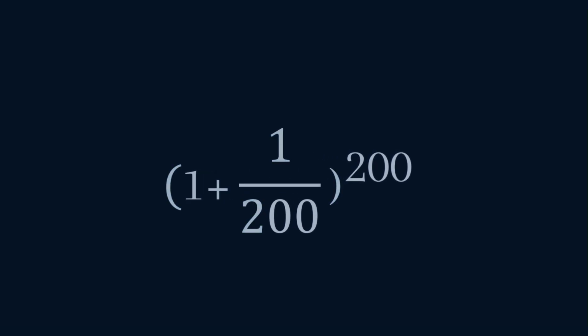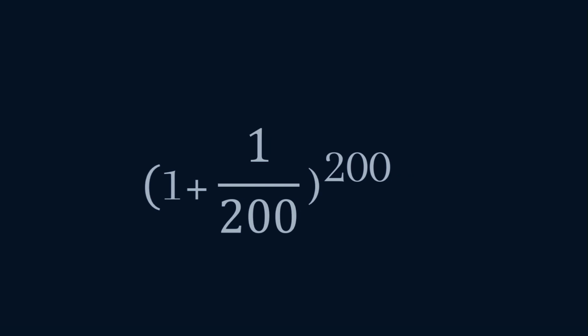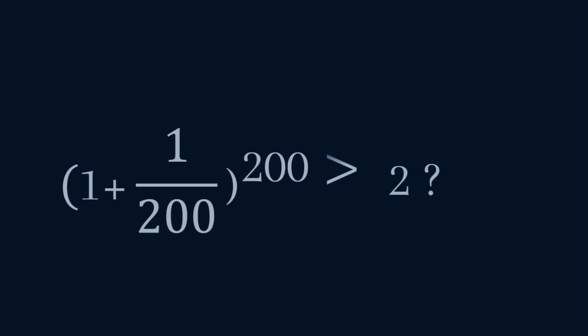Recently, I came across a video illustrating a simple math brain teaser, which goes like this. The number 1.005, or 1 plus 1 over 200, is raised to the power of 200. In other words, it's multiplied by itself 200 times. We then compare this number to 2, and the goal is to decide which is greater. And all of this is supposed to be done by hand.